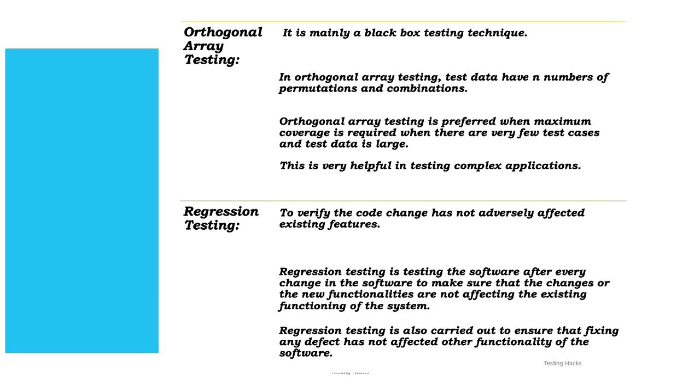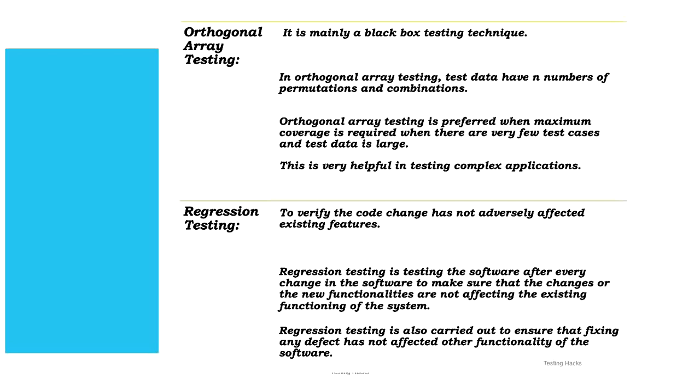And coming to regression testing, to verify code change has not adversely affected the existing features, we perform regression testing. Regression testing is testing the software after every change in the software to make sure that the changes or the new functionalities are not affecting the existing functionality of the system. Regression testing is also carried out to ensure that fixing any defect has not affected other functionality of the software. So these are the four different techniques we have in gray box testing.